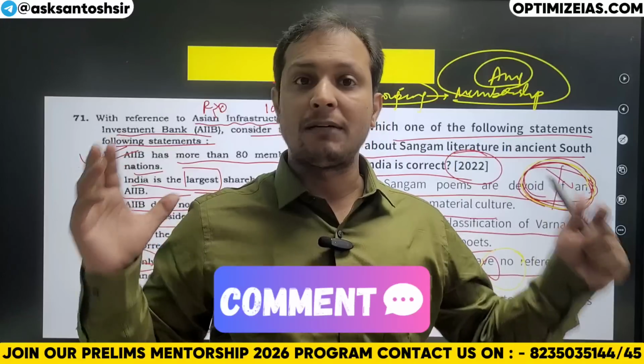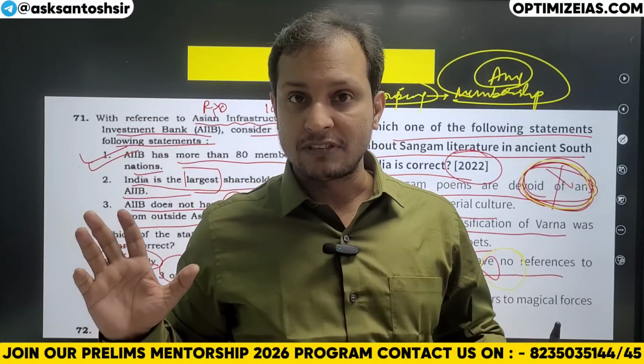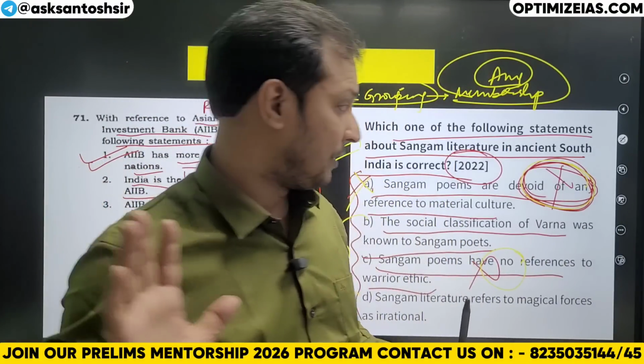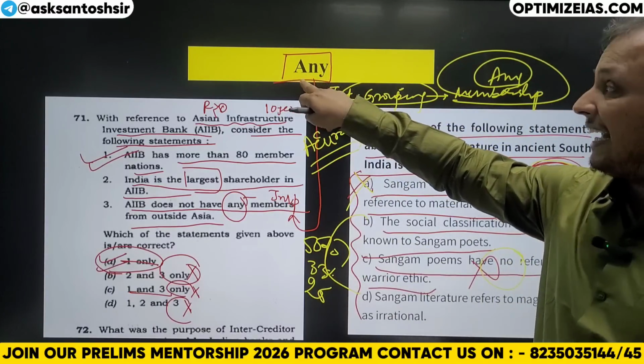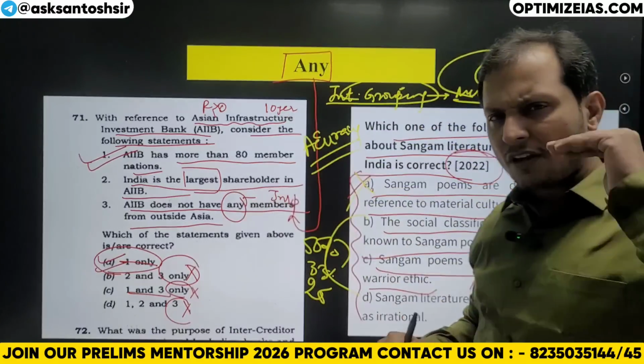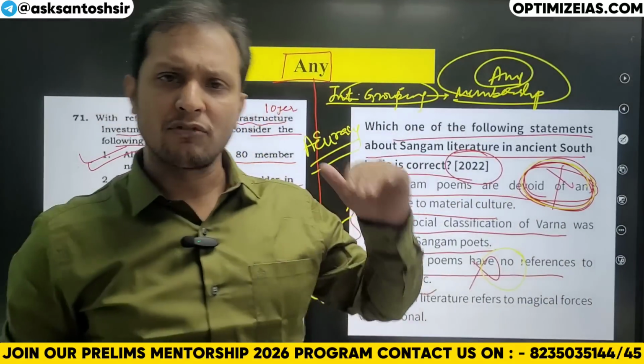Yes, we want a paper attempting strategy. I'll give you a paper attempting strategy to get a very high score in the prelims examination. Okay, so this is the first elimination word, which is an extreme word, which is "any". Whenever you come across "any", you have to eliminate it.